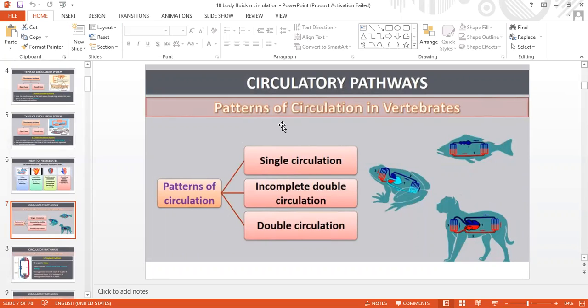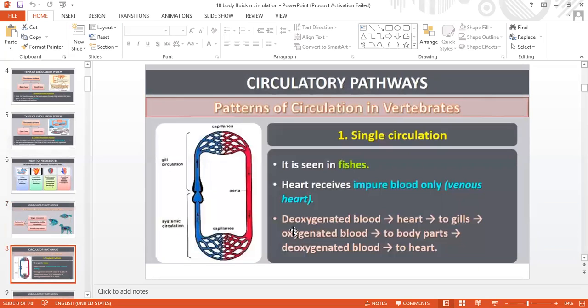Talking about the patterns of circulation in vertebrates, there are three types: single circulation, incomplete double circulation, and double circulation. Single circulation is seen in fish. Here, the heart is known as the venous heart because it receives impure blood. In the circulation pathway, deoxygenated blood goes to the heart. From the heart, it goes to the gills. In the gills, it gets oxygenated. Then it goes to different parts of the body. And from the body, the deoxygenated blood moves to the heart.